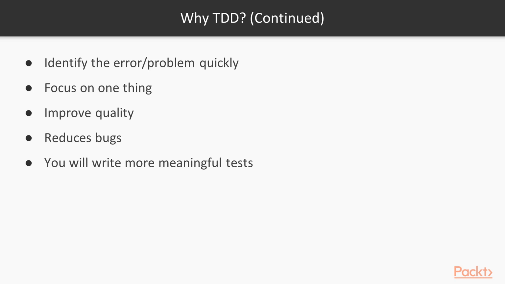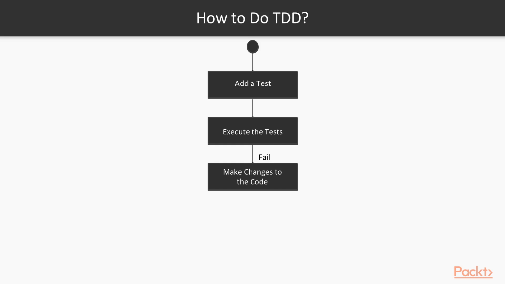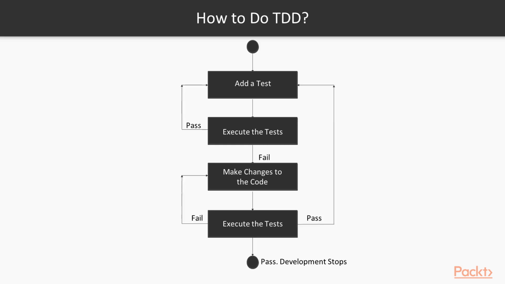And then let's talk about how to implement TDD. First of all, you will create the test, or add a test, and then you will write just enough code to make the test fail. Execute the test, and it will fail. And then you will make changes to your code to pass the test. Then you execute the test, and it will pass, and then you will refactor your code.